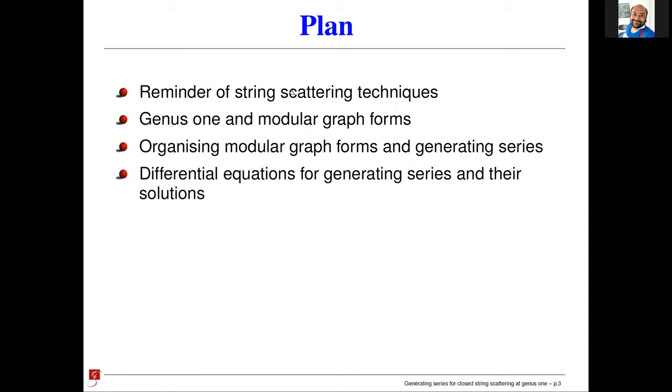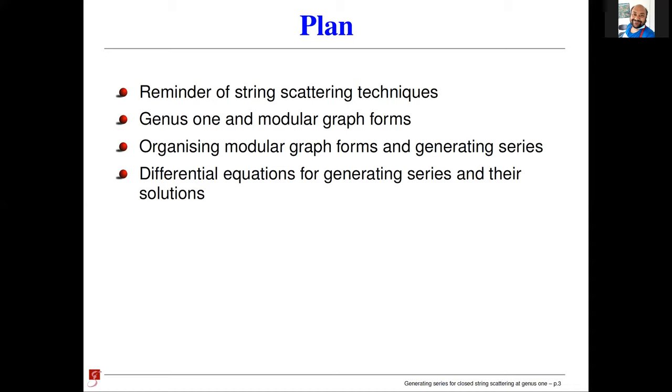I will start with a very heuristic but semi-precise reminder of what string scattering means. What are the things that go into computing a string scattering amplitude? What are the techniques? This will be a fairly general discussion where I also come back to your question related to how string theory modifies gravity.